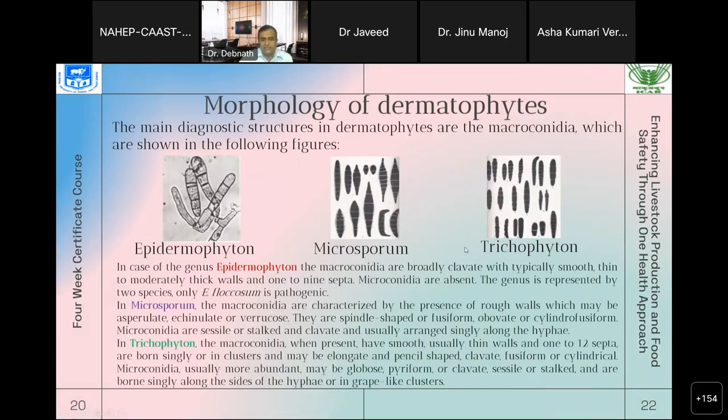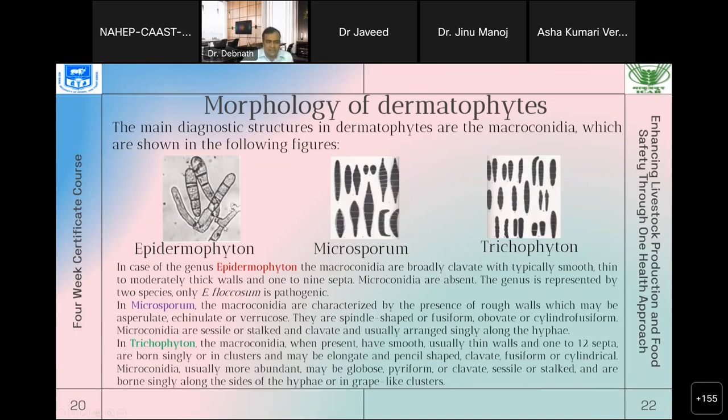Now, if we consider in detail the microstructures, particularly the conidia, then we will see that there are differences in the pattern of the conidia they produce. For example, in the genus Epidermophyton, the macroconidia are broadly clavate.